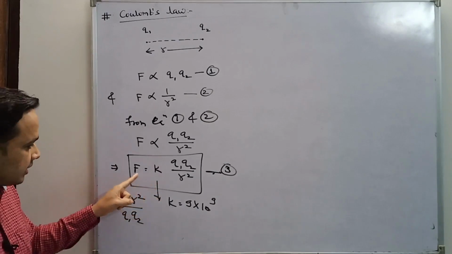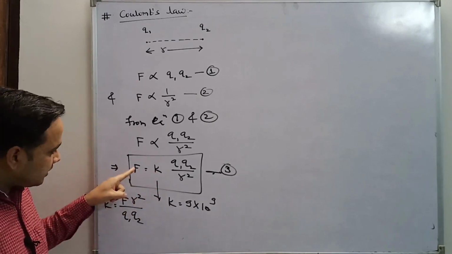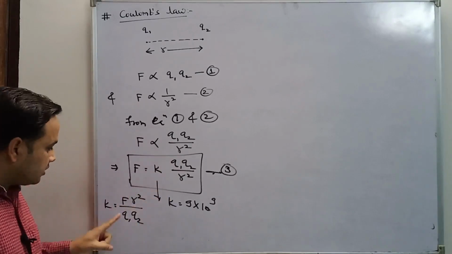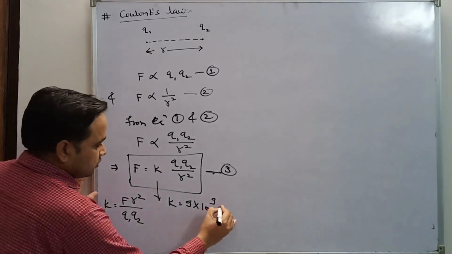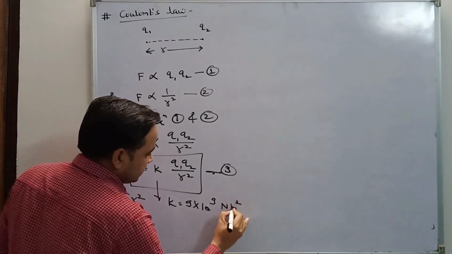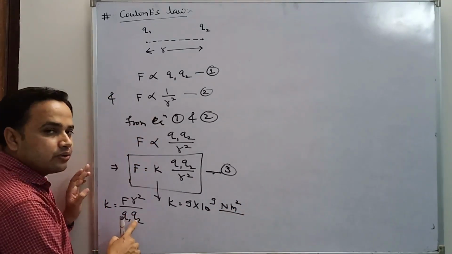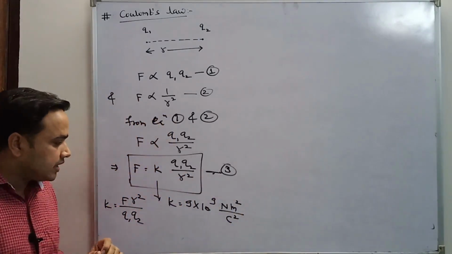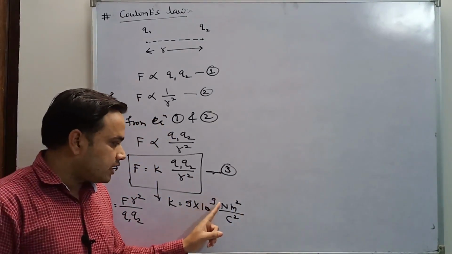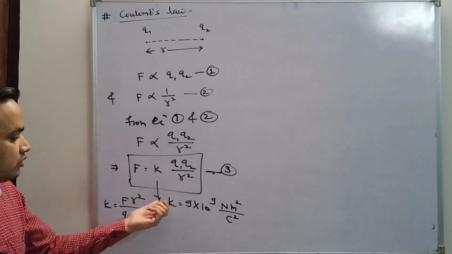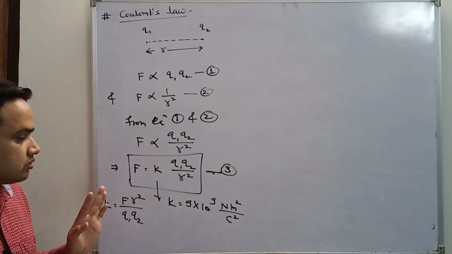Look here, if we cross multiply, K equals F into r square upon Q1 Q2. Okay, so the unit of F is Newton, the unit of r square is meter square, upon Q1 into Q2. It means Coulomb into Coulomb, Coulomb square. So K is 9 into 10 raised to 9 Newton meter square per Coulomb square. This is the value of K, which is the proportionality constant.